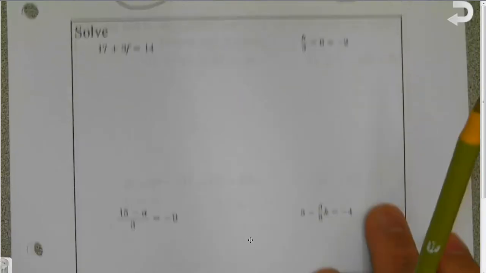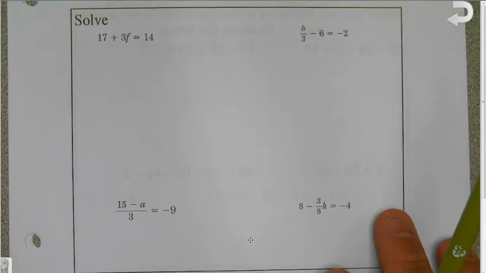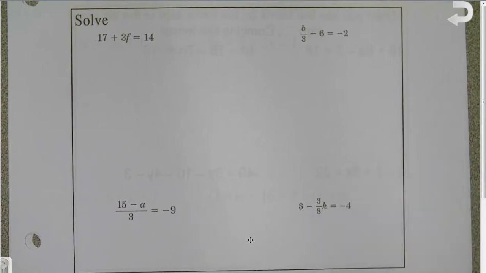Go ahead and try this slide. Go ahead and pause the video and try this slide. And then when we come back, you'll have the answers and we can talk about them.